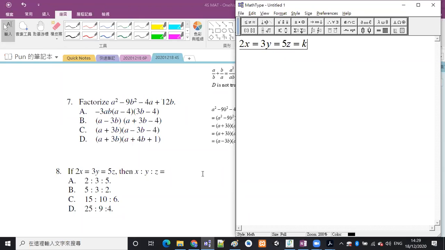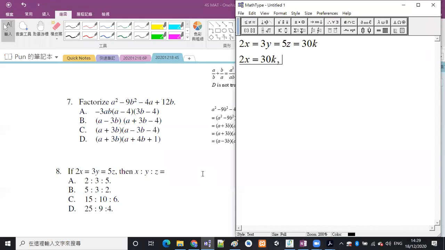Do you know why? So I'm going to let 2x to be 30k, 3y to be 30k, and 5z to be 30k. Do you know how I get the 30 here? I'll tell you later. So now 2x is equal to 30k, right?